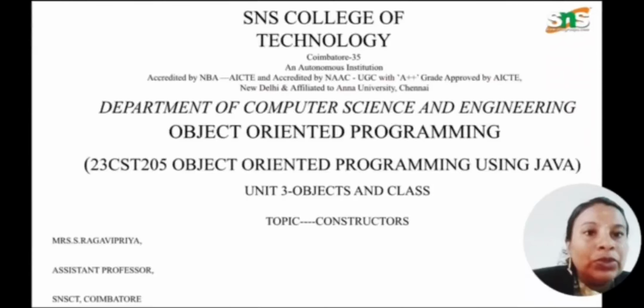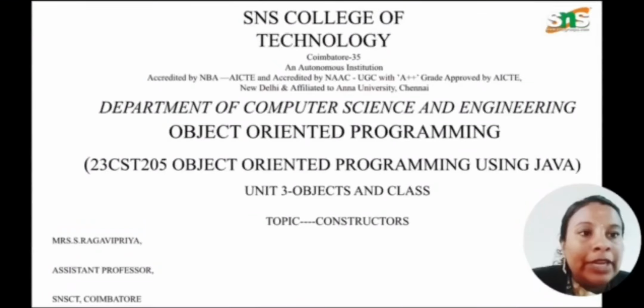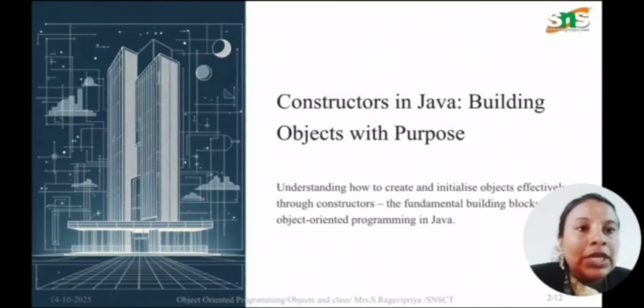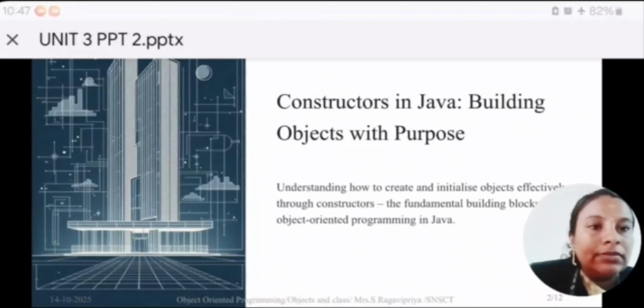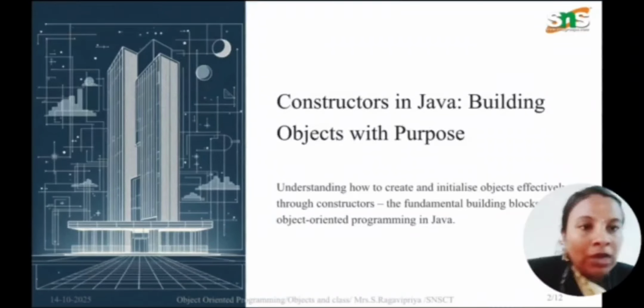So in this video, you are going to see about objects and classes, under that topic constructor. The subject code is 19CST205 Object Oriented Programming using Java. Constructors in Java, building objects with purpose. Understanding how to create and initialize objects effectively through constructors. These are the fundamental building blocks of object oriented programming in Java.